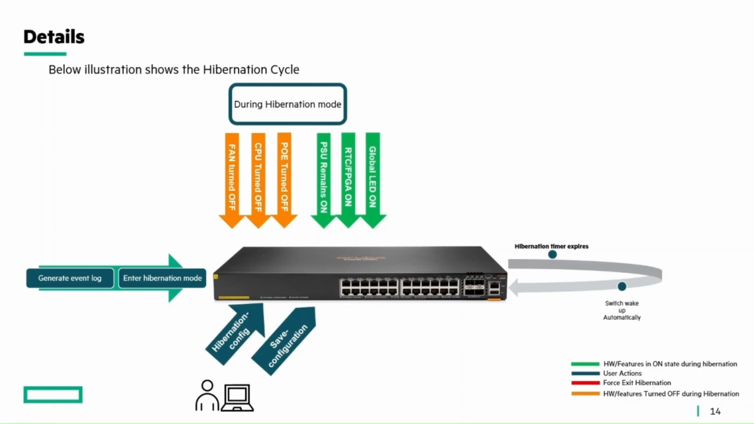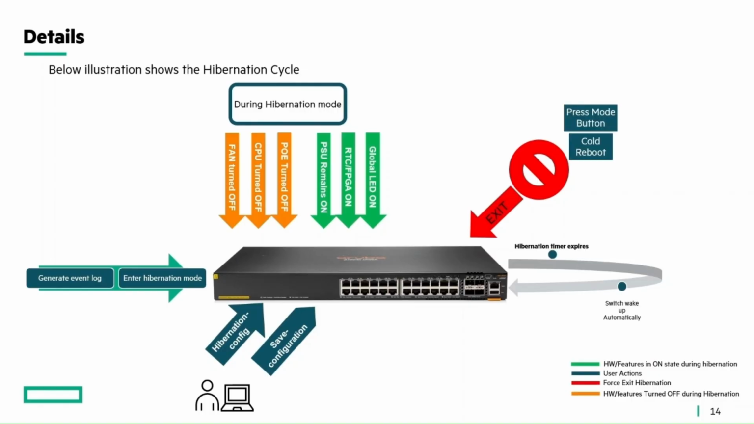The switch will be in hibernation mode until the pre-configured timer expires. As soon as the hibernation timer expires, the switch will wake up and start operating normally. To force exit the hibernation, as we discussed in the previous slide, there are a couple of options available: pressing the mode button, or doing a cold reboot or power cycle of the switch. With these two methods, you can exit from the hibernation before the predefined hibernation timer expires.